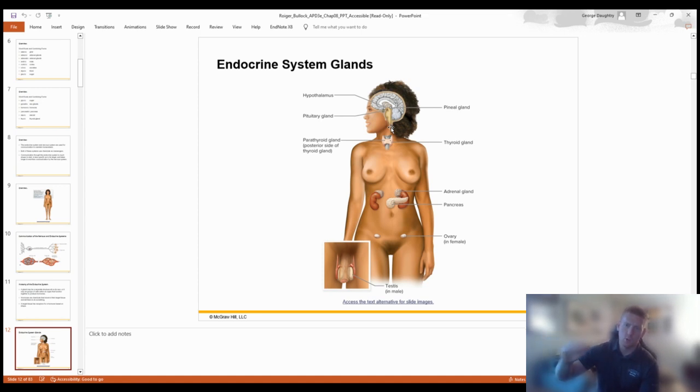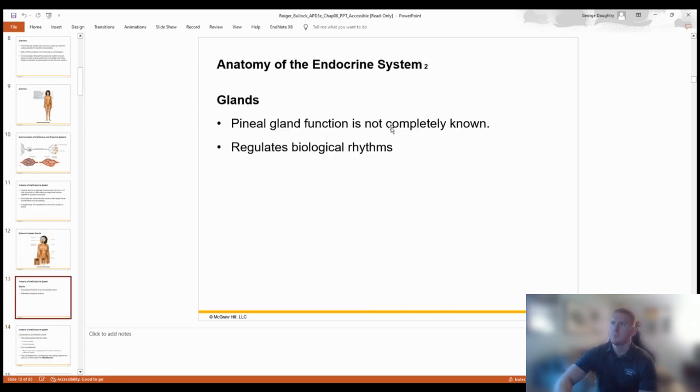If you ever struggle, remember the term HPAT axis. It's an axis because it typically works down or up, one or the other, right? We start at the hypothalamus, work our way down, and sometimes we loop our way back up. But in any case, we're typically following that path. Okay. All right. So glands, a couple more things that you need to be familiar with.